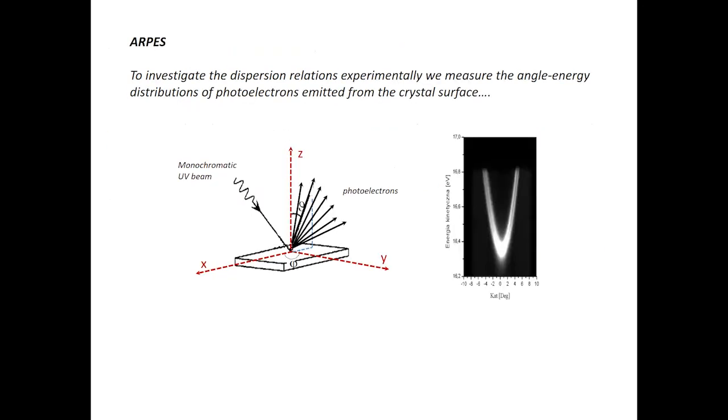Okay, so ARPES is, you know, we investigate these dispersion relations experimentally by measuring angle energy distributions of photoelectrons emitted from the crystal surface. So you shine a monochromatic beam on the surface, and this light releases photoelectrons. You observe them one by one. You measure the kinetic energy of each photoelectron and the direction of the emission. And if you measure millions of them, you can just statistically sample the dispersion relation, or at the beginning, let's say, the angle energy distribution.